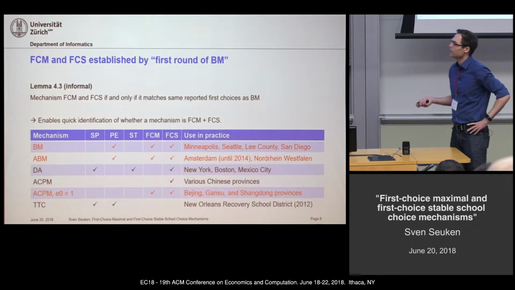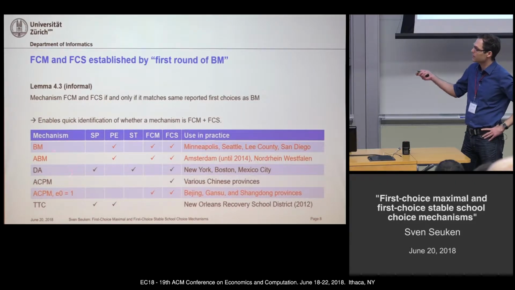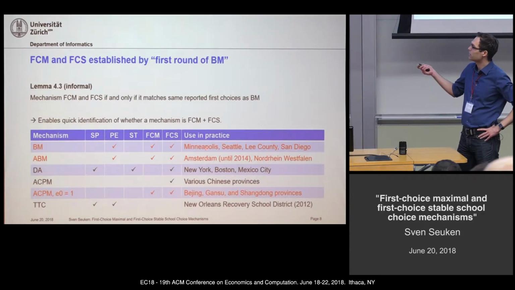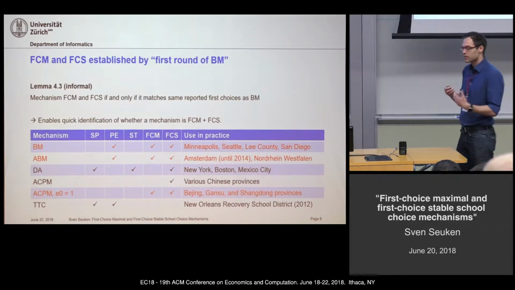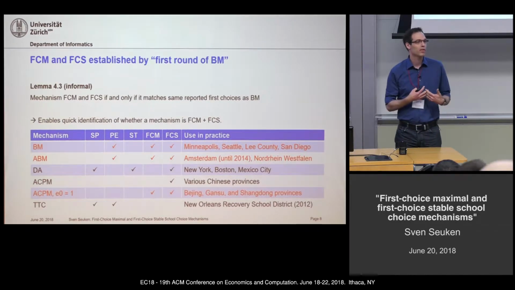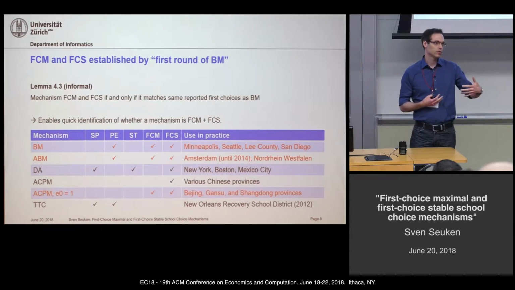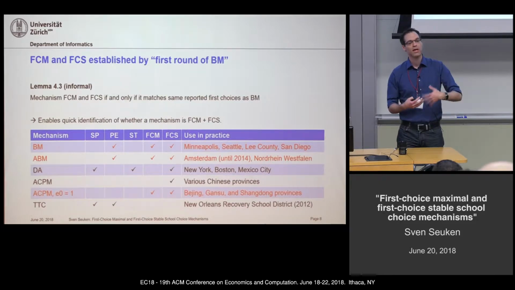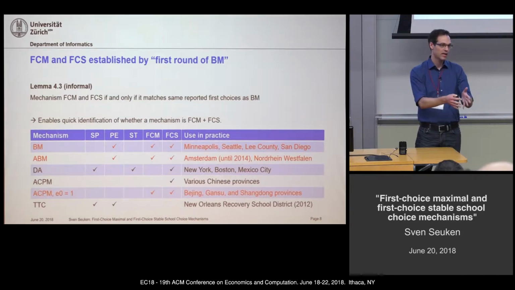And here's a list of a bunch of mechanisms that are used in practice. So this is the Boston mechanism that is often used in the US, for example, in Minneapolis, Seattle, Lee County, San Diego. Here we have the adaptive Boston mechanism, deferred acceptance, asymmetric Chinese parallel mechanisms, and TTC. So the adaptive Boston mechanism is more popular in Europe. It's a variation of the Boston mechanism where the students in the application process automatically skip exhausted schools. So if in the second round or third round they apply to a school, but that school already doesn't have seats left, the students will automatically go to the next school.